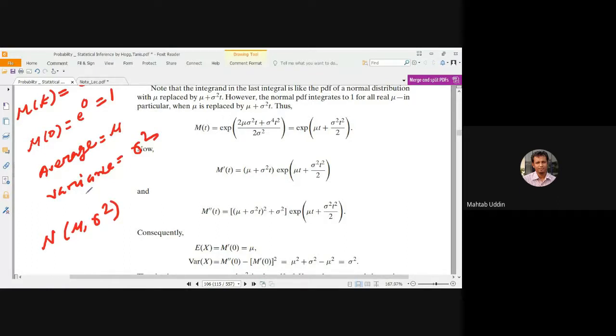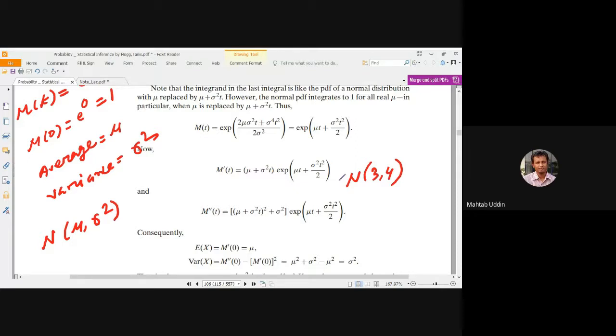Can anyone explain this? N is for normal, mu for mean and sigma square for variance. Like if someone gives you 3, 4, this is a normal distribution with mean 3 and variance 4. So what is the standard deviation? 2. Right answer.